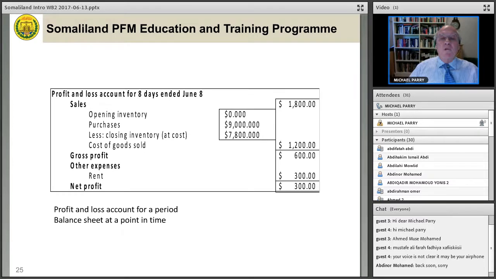So we have only one sale for $1,800. Our cost of sales is the purchases less the closing inventory. We purchased $9,000 worth of inventory. We've used $7,800 of that figure that we've been told, which gives us the cost of sales of $1,200, which gives a gross profit of $600, less the rent of $300, gives us a net profit of $300.